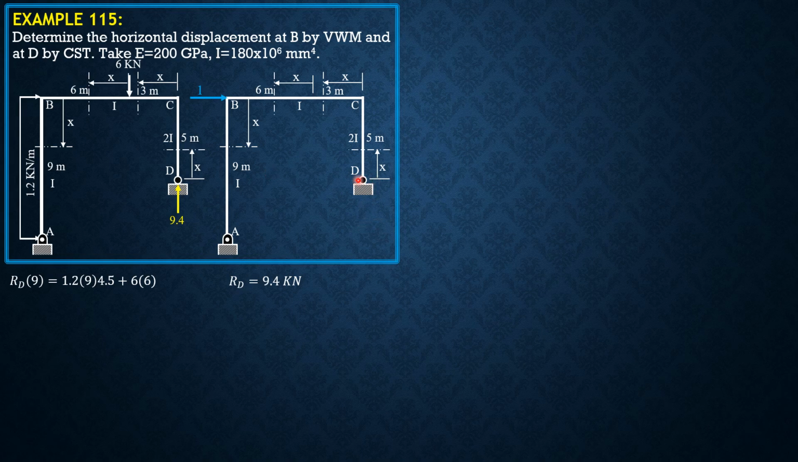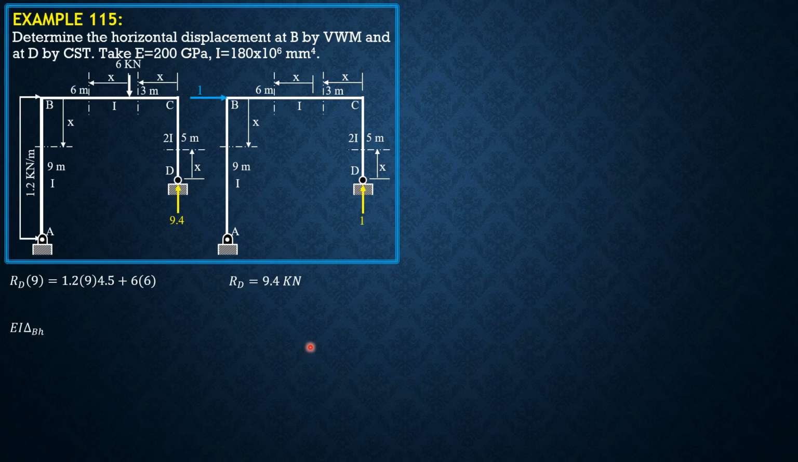Then due to virtual forces, we apply a rightward unit load at B, then compute reaction at D. Reaction at D times 9 equals 1 times 9. So reaction at D is 1, as shown. And the moment is also 0 for CD. But for the other segments, there is.